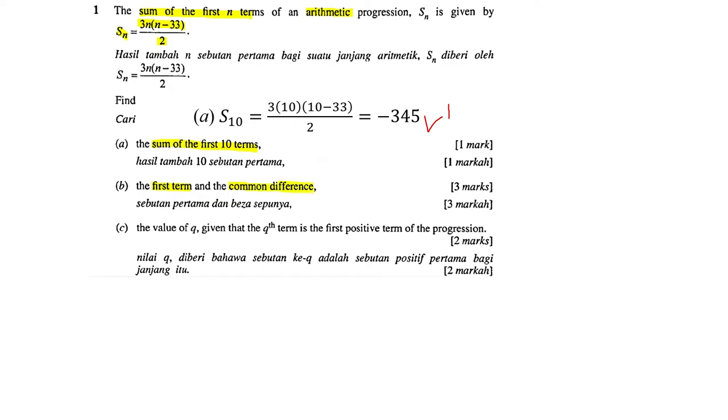Substitute the 1 inside the n, so we get S1. So remember that T1 is equal to S1. So 3 times 1 times 1 minus 33 over 2, we get negative 48. We will get 1 mark. Okay, now we want to find the common difference.